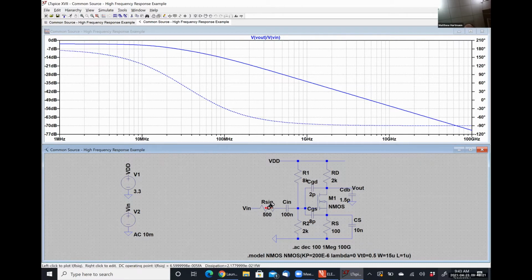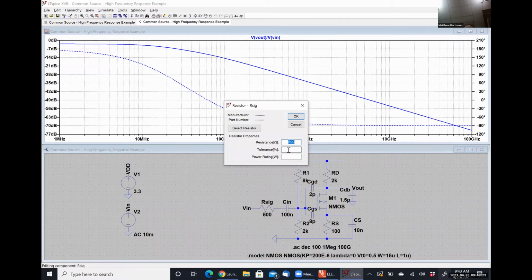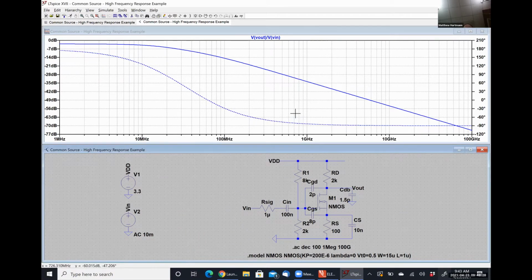If we change our signal resistance to 1 micro ohm, this is going to look effectively the same, but it's just going to slide our response over a little bit, and it's going to push our second pole even further away. It'll actually be at very close to infinity. So right now, we're having a 3 decibel frequency at somewhere around 25 megahertz.